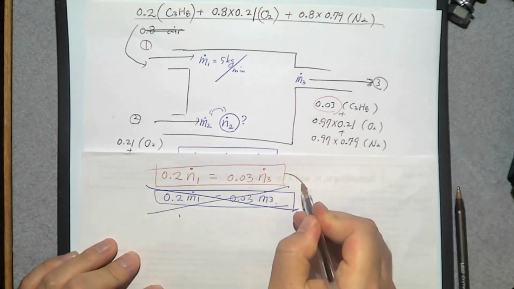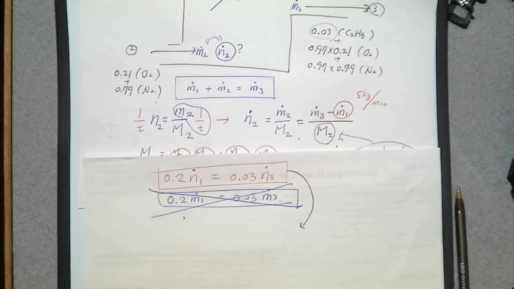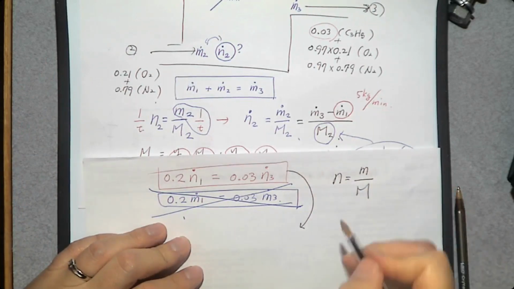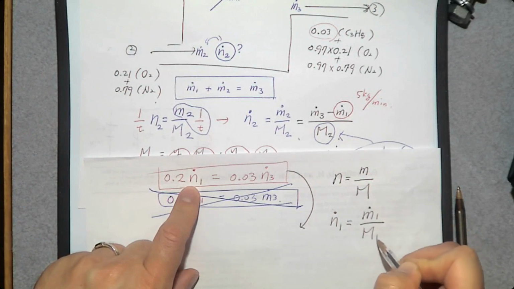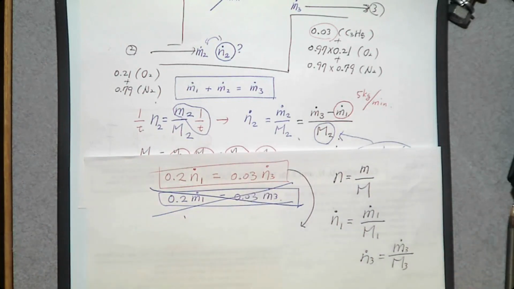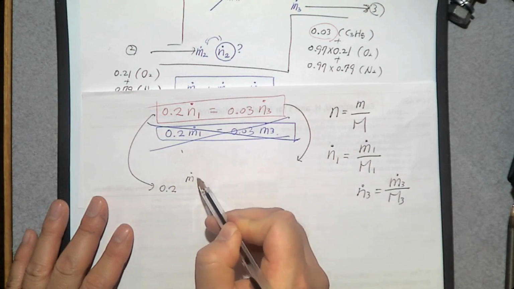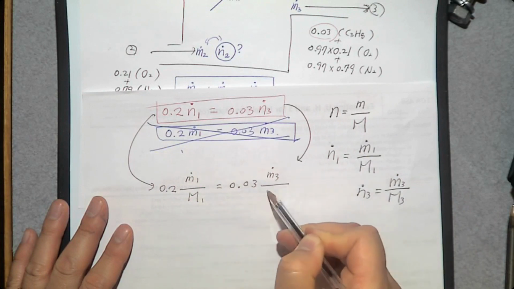Then, how can we use this equation? Let's go back. We only know M dot instead of N dot, so we want to convert N dot into M dot. How can we do that? N is M over molecular weight. So N dot number one is M dot number one divided by molecular weight number one, and N dot number three is M dot number three divided by molecular weight number three. So this equation can be written as 0.2 M dot number one divided by molecular weight number one equals 0.03 M dot number three over molecular weight number three.